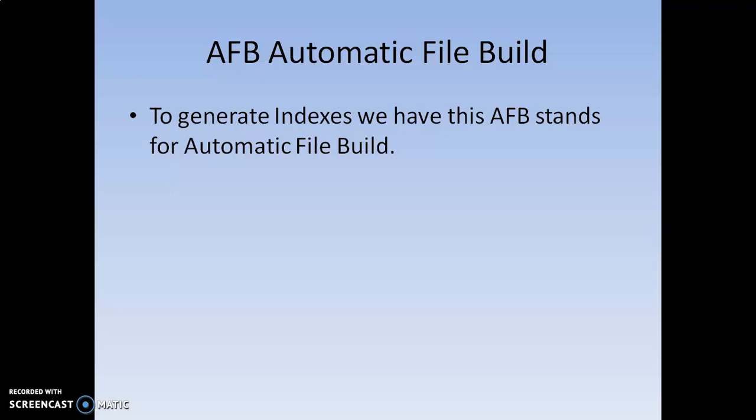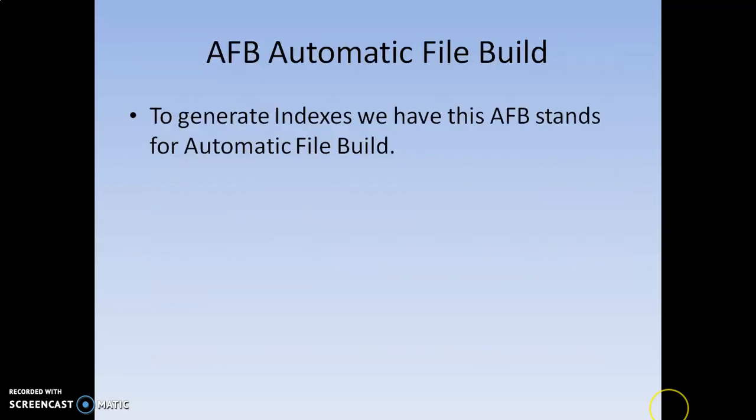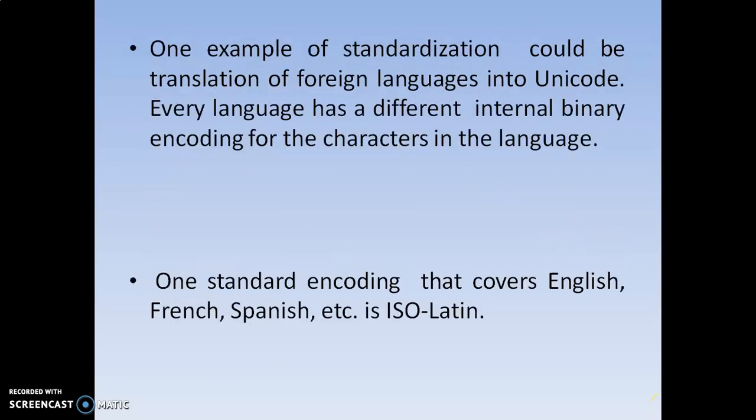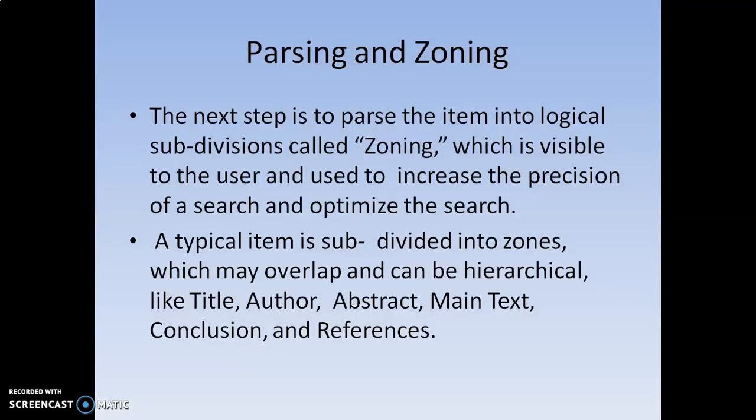Whenever we are going to generate indexes, we are going to use that fourth component, that is automatic file build. So, what is item normalization? Item normalization can be done like this. Text and numerical normalization use Unicode. And coming to multimedia objects normalization, it follows some universally acceptable standards like MPG, AVI and Real Media. These are universally standardized formats, and Unicode encoding is used for whatever text and numericals we are using in the items.